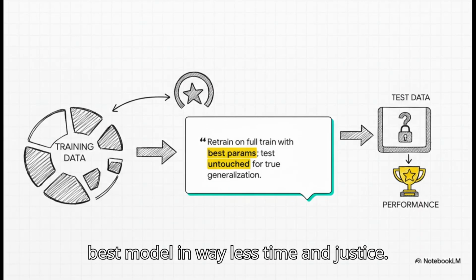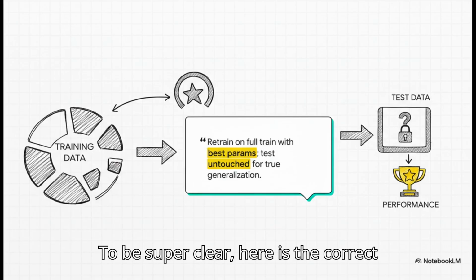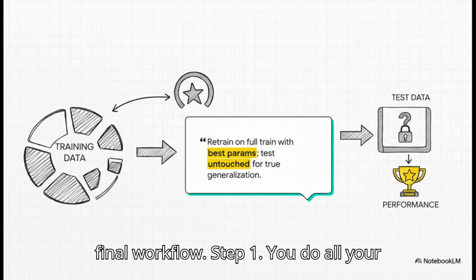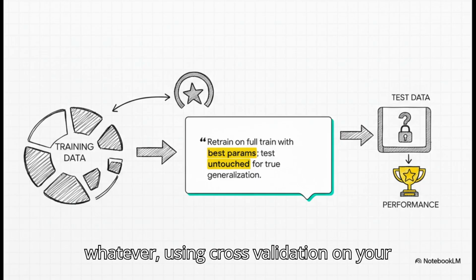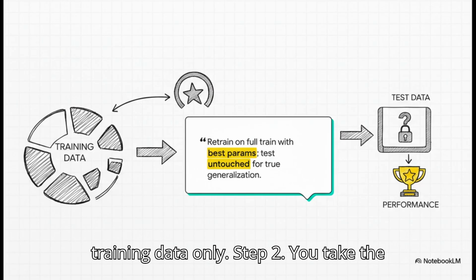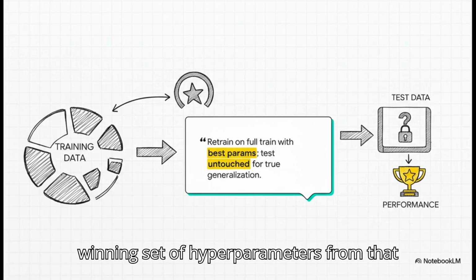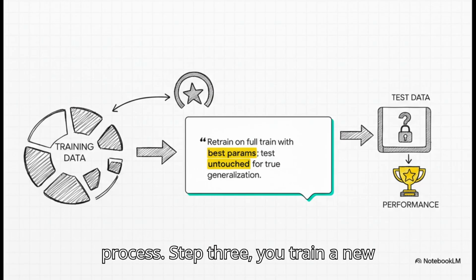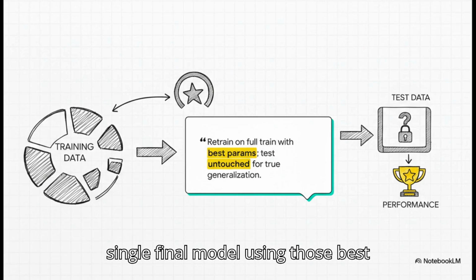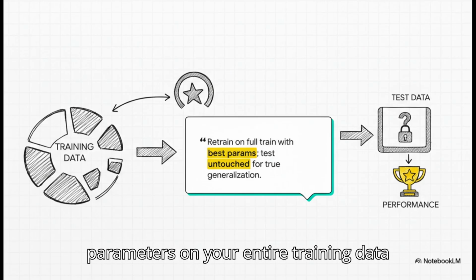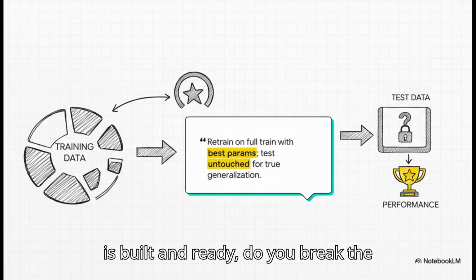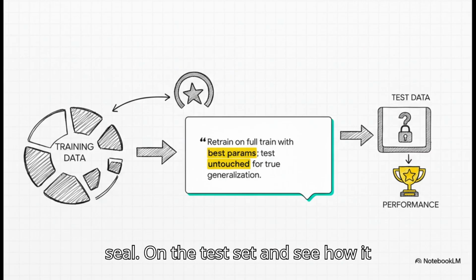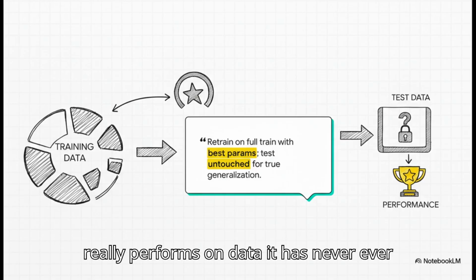And just to be super clear, here is the correct final workflow. Step 1, you do all your tuning, grid search, random search, whatever, using cross-validation on your training data only. Step 2, you take the winning set of hyperparameters from that process. Step 3, you train a new single final model using those best parameters on your entire training dataset. And only then, once that final model is built and ready, do you break the seal on the test set and see how it really performs on data it has never ever seen before.